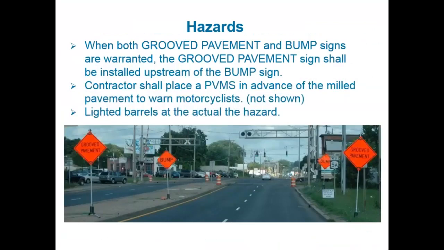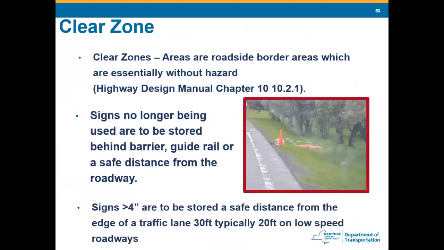Clear zone. Areas of roadside border areas which are essentially without hazard. So maybe get a little bit farther off the road. We're talking about here, safe distance from the edge of the traffic lane, 30 feet. Typically 20 feet on a low-speed roadway. So if you've got equipment, signs, whatever, get it off as far as you can. Farther the better.